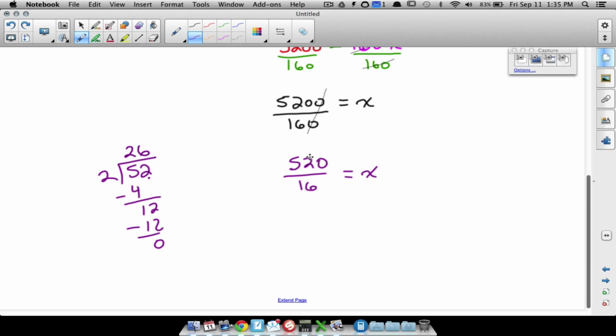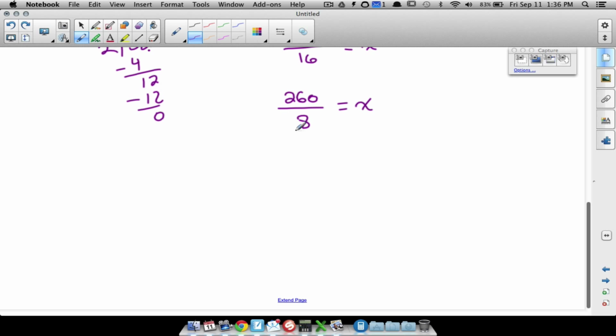Now don't get it twisted. 520 divided by 2 is not 26. 52 divided by 2 is 26. But all we have to do is add a 0. 52 divided by 2 will be 260. 16 divided by 2 is 8. So right now we got 260 over 8 equals x. And again, this is no calculator, so you have to be comfortable with simplifying these types of fractions.